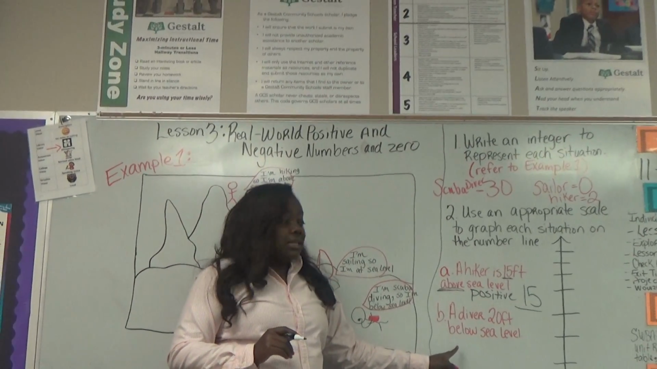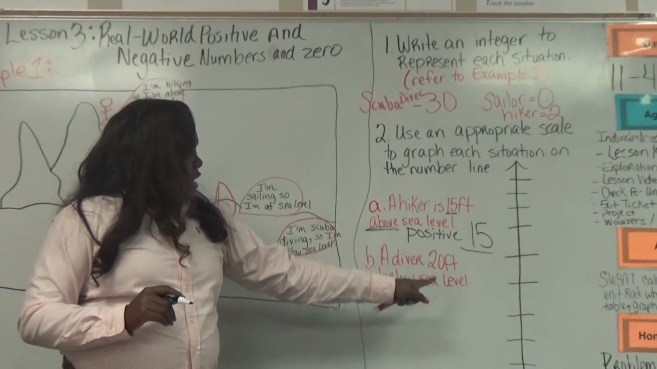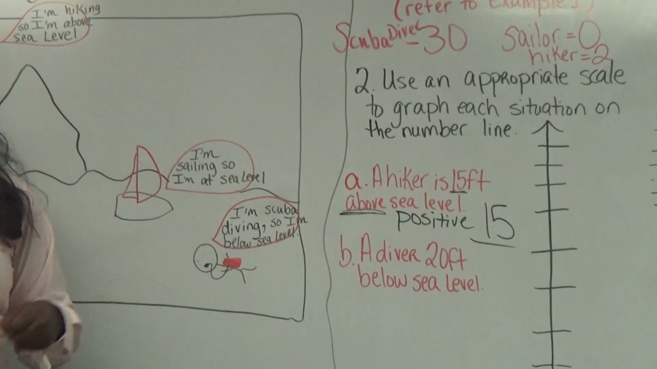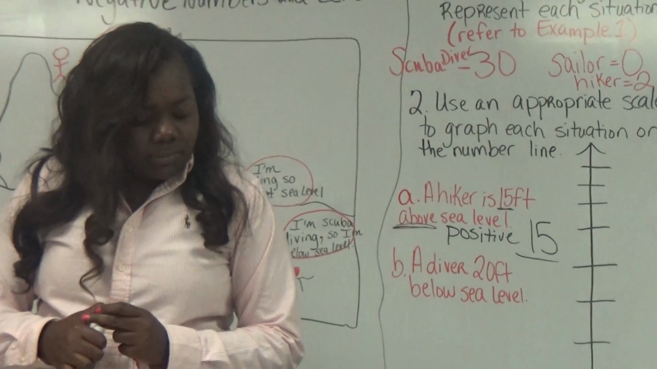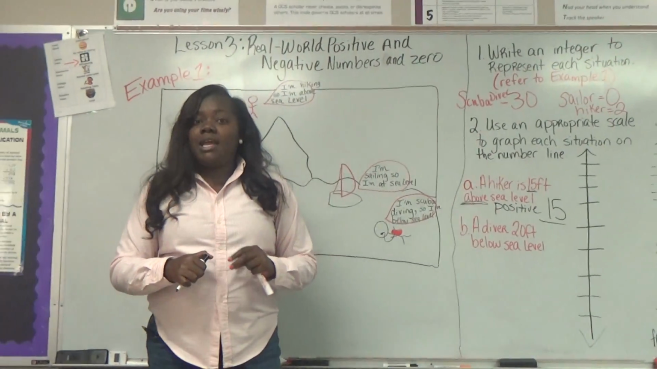The next one says a diver 20 feet below sea level. What would that look like? Negative 20. Knock if you agree. Negative 20. Yep, I agree.